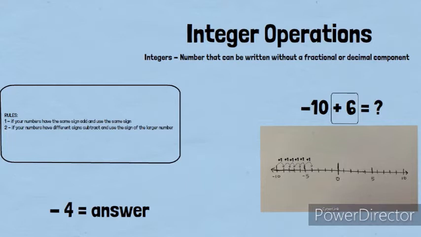First, we have to subtract. So 10 minus 6 is 4. And since 10 is greater than 6, we have to use the sign in front of 10. So the sign in front of 10 is negative. So our answer is -4.